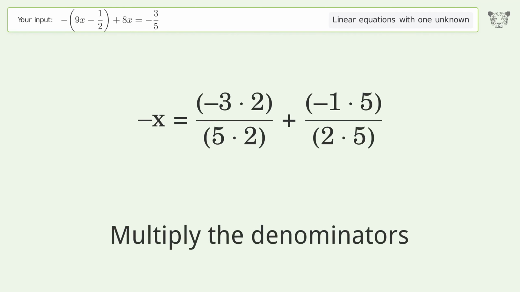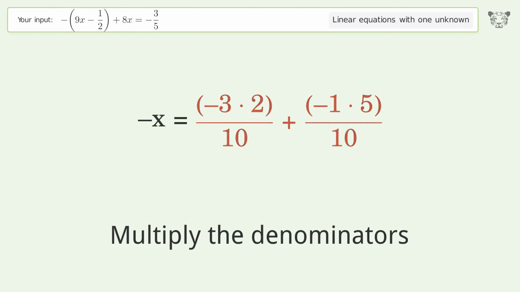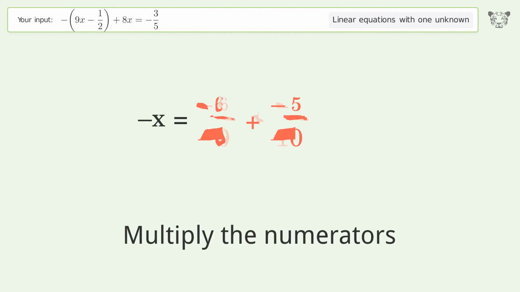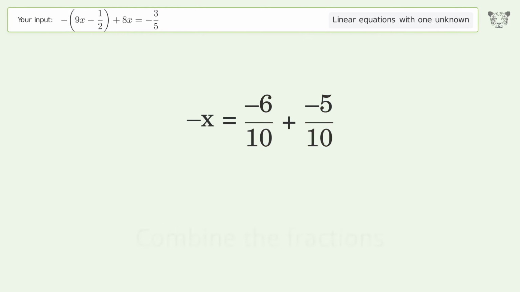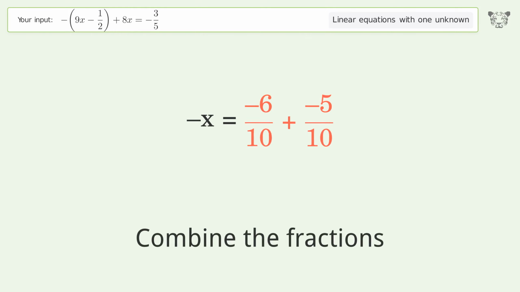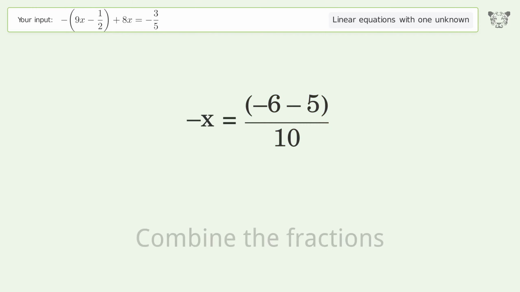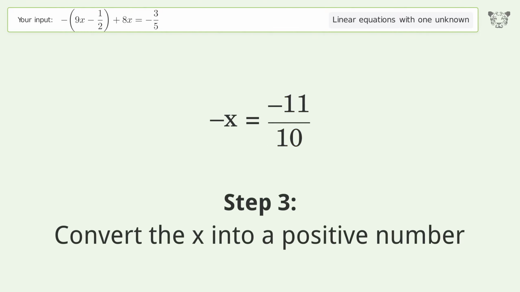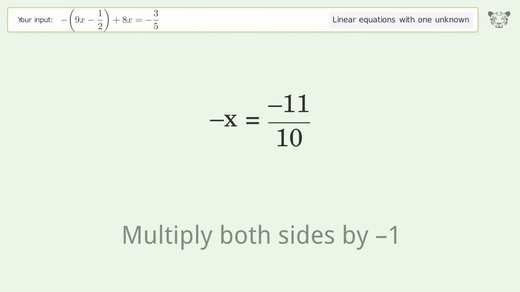Multiply the denominators. Multiply the numerators. Combine the fractions. Combine the numerators. Convert the x into a positive number. Multiply both sides by -1.